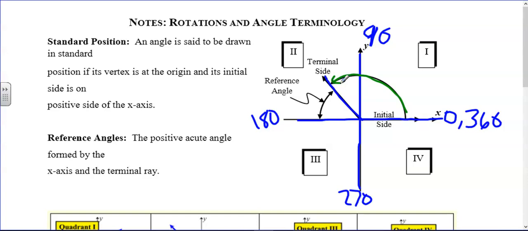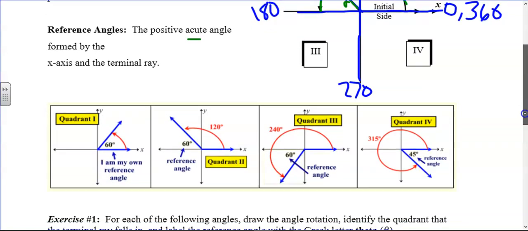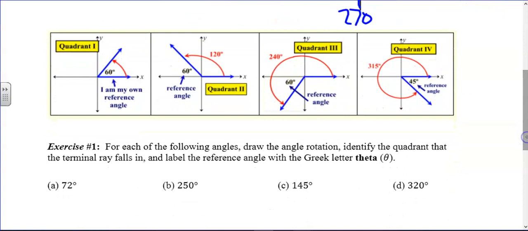Now, the other thing we have is something called a reference angle. A reference angle is the acute angle, which means less than 90, formed by my terminal side and the x-axis. So right from here to here, this would be my reference angle. I'm going to put a little R in there. We're going to draw a couple pictures of what the angles would look like, and we're going to find their reference angles.